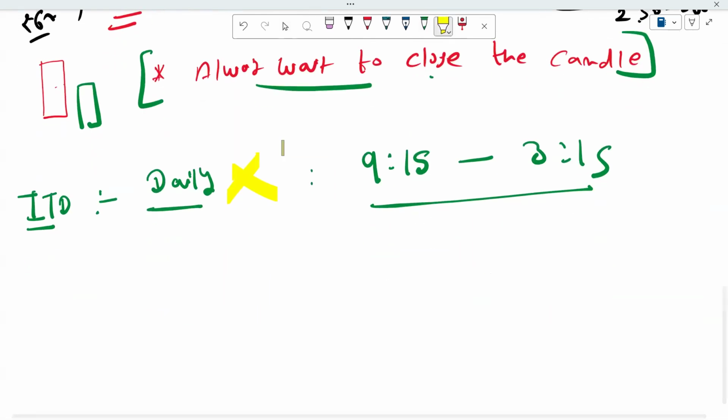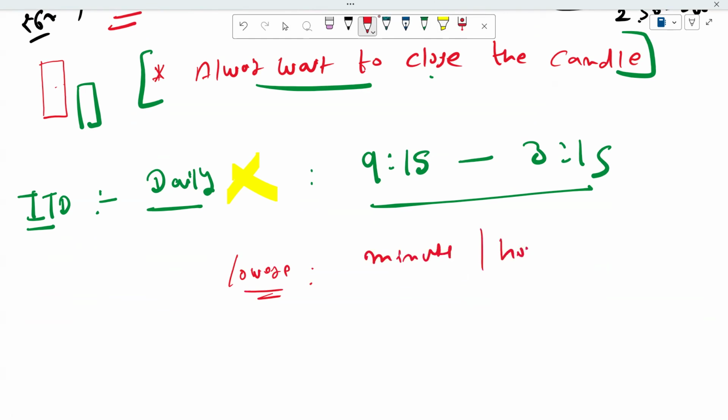Now what are the other time frames? We also have lower time frames. Lower time frame means minutes or hours. These are the time frames we have in the market. Okay, these are the lower time frames.